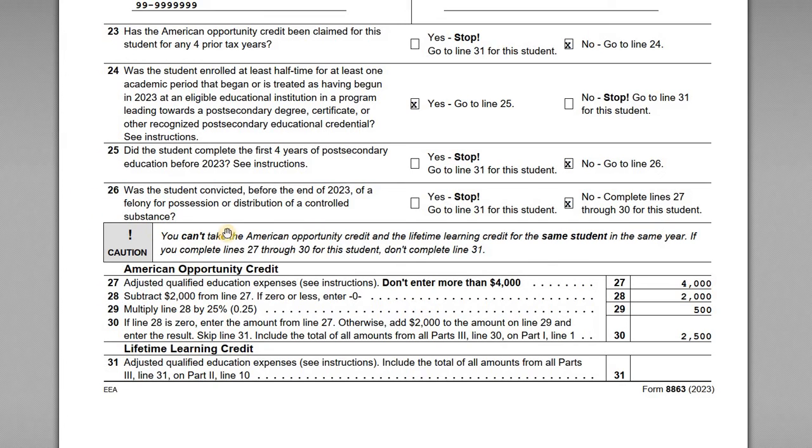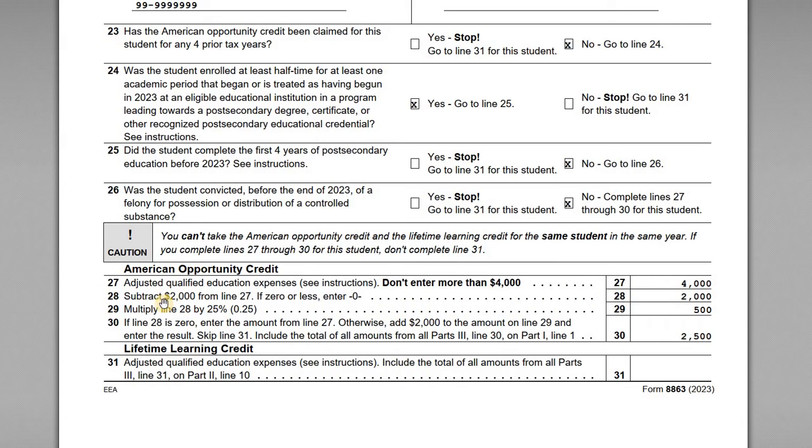And line 26, was the student convicted before the end of the year of a felony drug possession? So the answer is no. Right. In our case, Sarah does not have a felony conviction. If she did, she would be ineligible for this credit. All right. So really important to get that right.